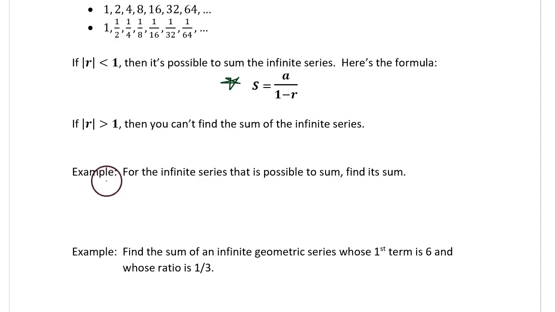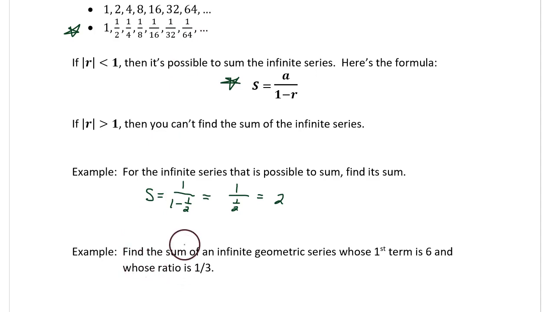Let's try an example. For the infinite series in our two examples that it's possible to sum, find the sum. Well, that's going to be this second series. And let's use the formula. S equals, for the value of a, fill in the first term, and then 1 minus the value of r, and that was 1/2. So this is 1 over 1/2, which is equal to 2. If you added up this infinite amount of terms, the answer will be 2.